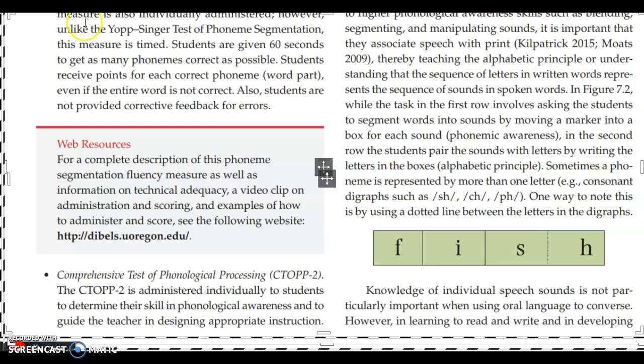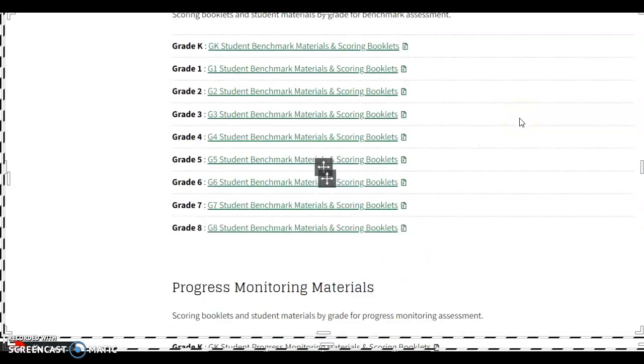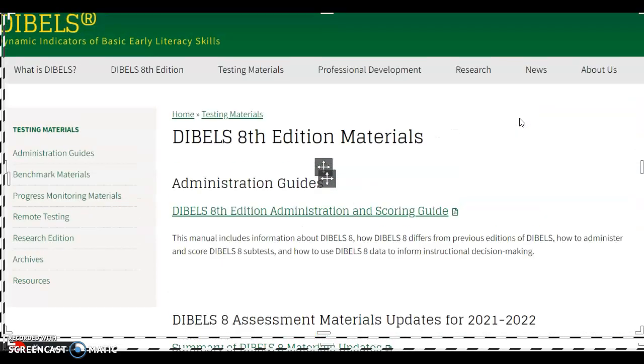I used it when I taught K-12, and I still teach about it. All of these materials are free. Let me just tell you this. It stands for Dynamic Indicators of Basic Early Literacy Skills. And again, I know y'all, this is getting a little cut off, and I apologize for that. But DIBELS is amazing. I don't work for them.